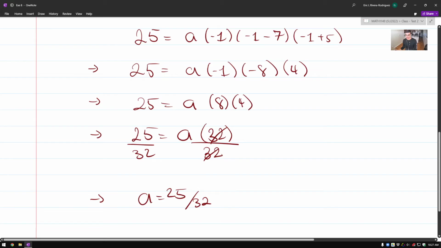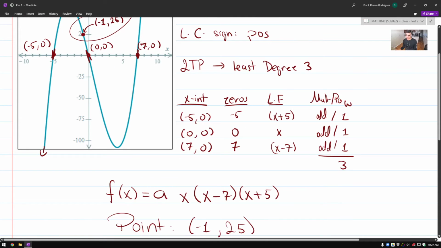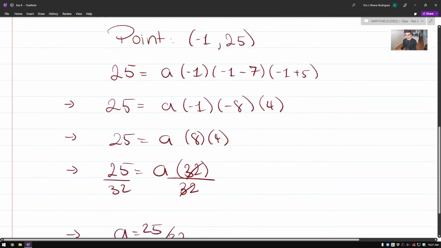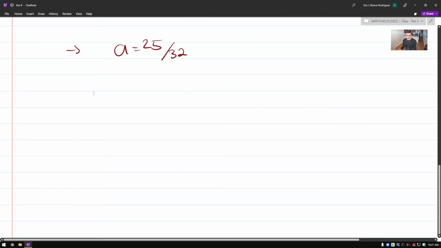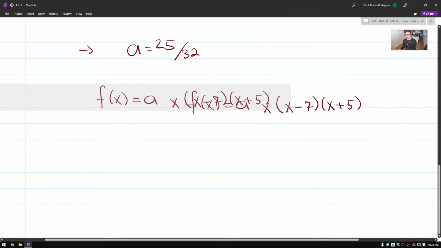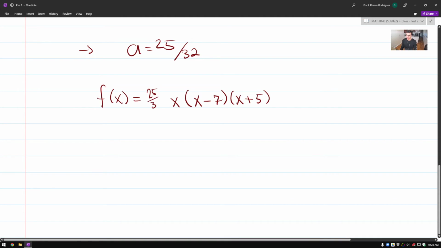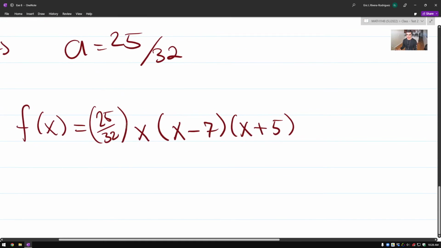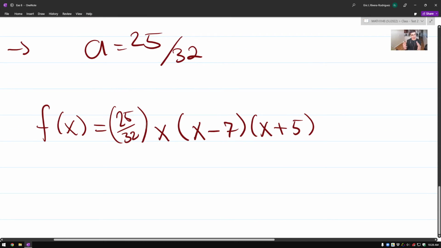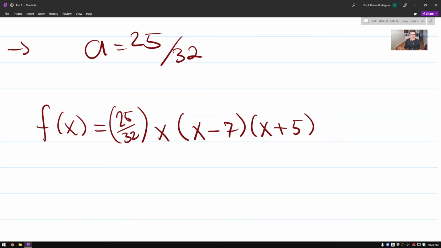To finish our exercise, we go to our previously written equation and replace a with the value that we have found, which is 25 over 32. And that is how we write the polynomial of that graph. Any question?